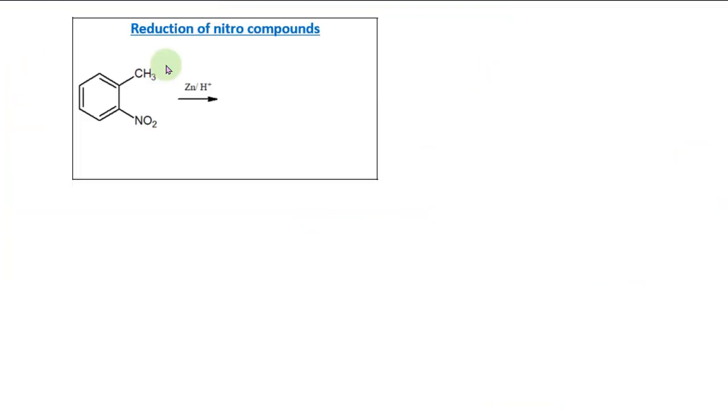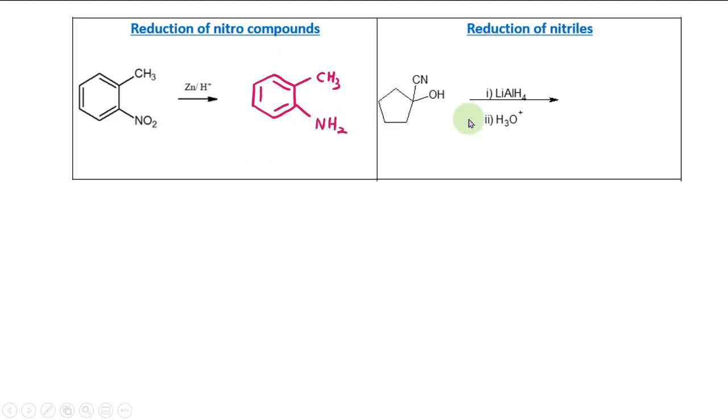So let's try the examples given. First, reduction of a nitro compound in the presence of the reagents and conditions zinc, or you can use SnCl2 or Fe, in the presence of acidic condition. This NO2 will be reduced into amino, NO2 into NH2. So this is to prepare an aromatic amine.